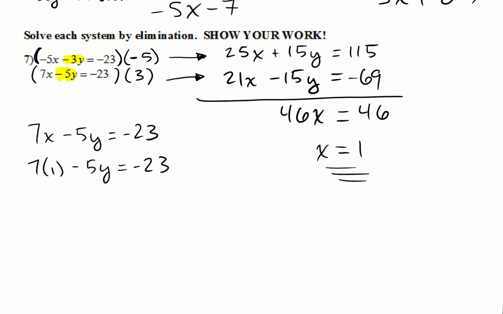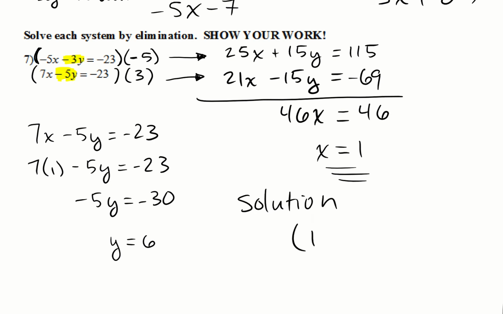I'm going to subtract 7 from both sides. When I do that, I get negative 5y is equal to negative 30. And then finally, I'm going to divide both sides by negative 5. Y equals, see, negative 30 divided by negative 5 is positive the number 6. So there we go. I now have my solution. It's this ordered pair where x is 1 and y is 6.